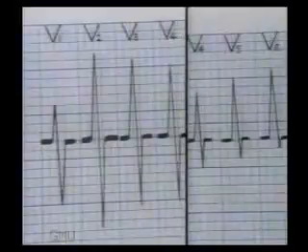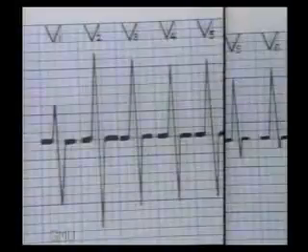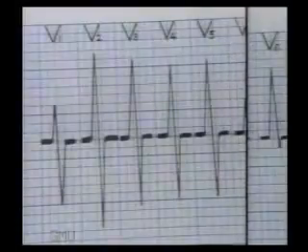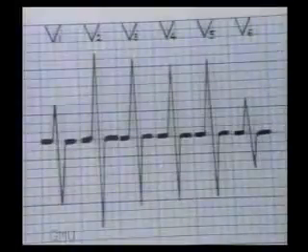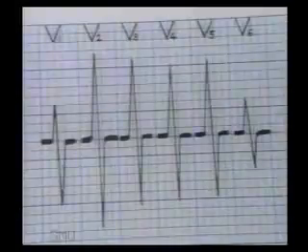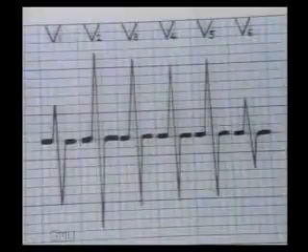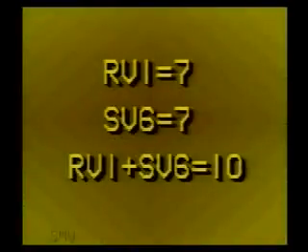Leads V3 and V4 are similar with equal R and S. Lead V5 shows a deep S wave, and lead V6 again shows a prominent S wave. So whenever there is a prominent R wave in lead V1 or deep S wave in V6, right ventricular hypertrophy must be suspected. The criteria for diagnosis of right ventricular hypertrophy are R wave in V1 more than 7 millimeters, or S wave in V5 or V6 more than 7 millimeters, or addition of both more than 10 millimeters.